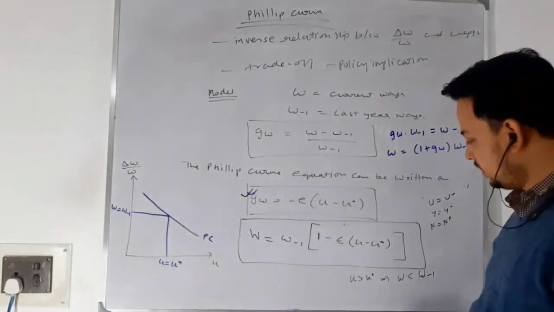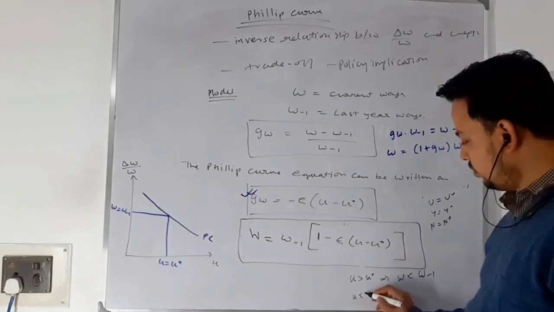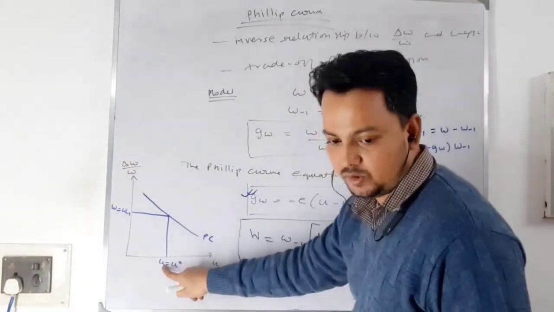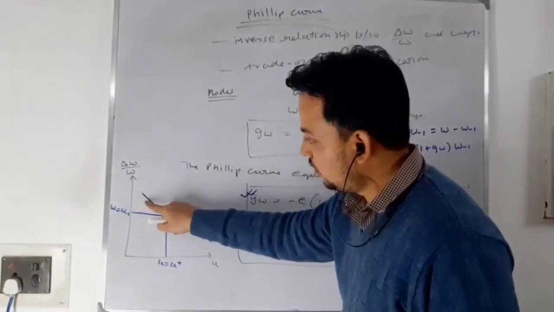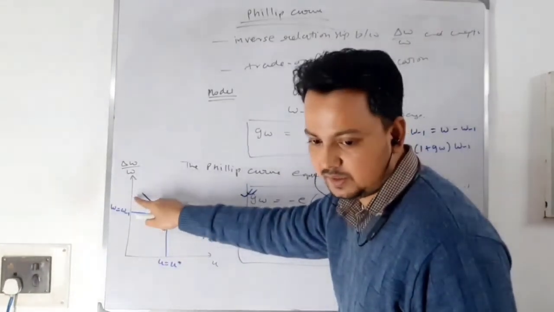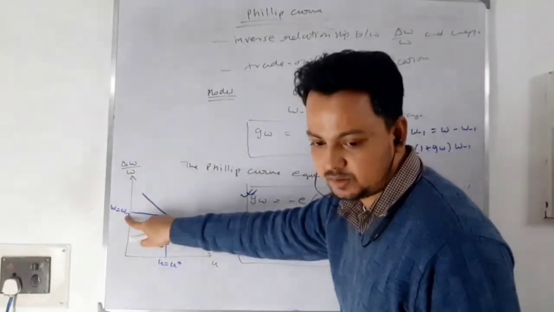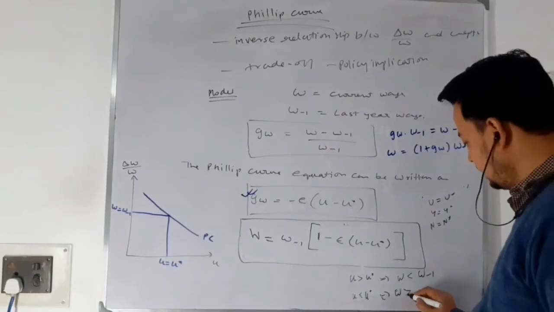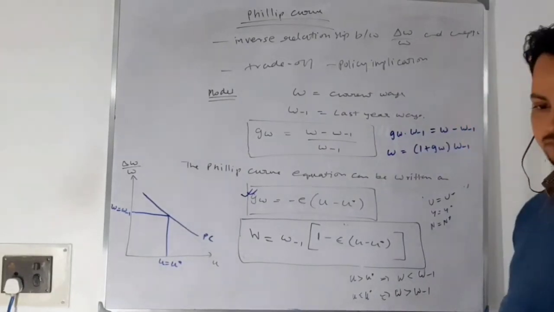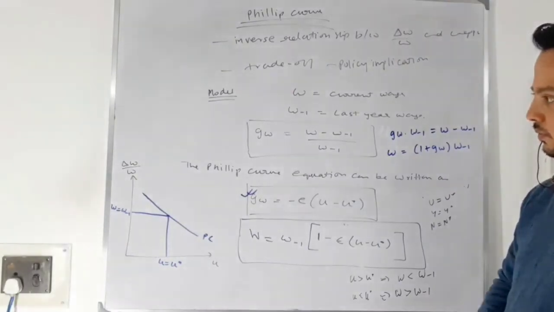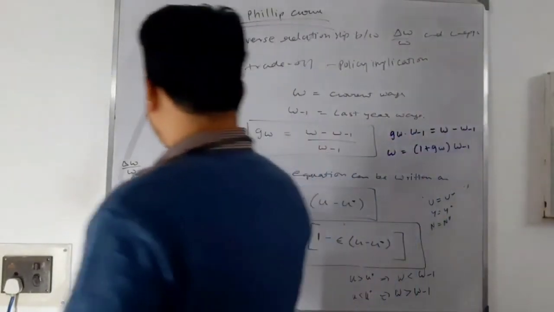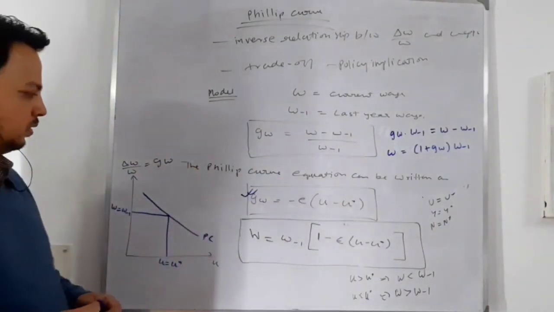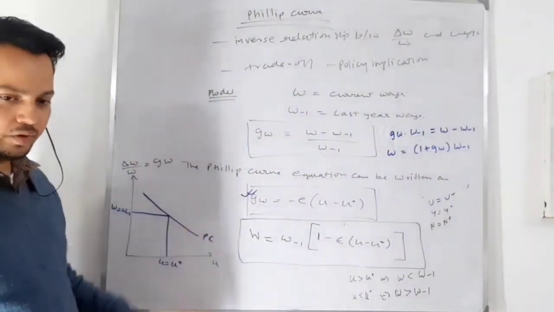When U is less than U star, when unemployment is less than your natural rate here, my current wage is higher than my previous wage. Previous wage is this much, so my current wage is greater than my previous wage. Here you can add GW also; it doesn't matter, it is the same thing. So this is your original Phillips curve in terms of the model.